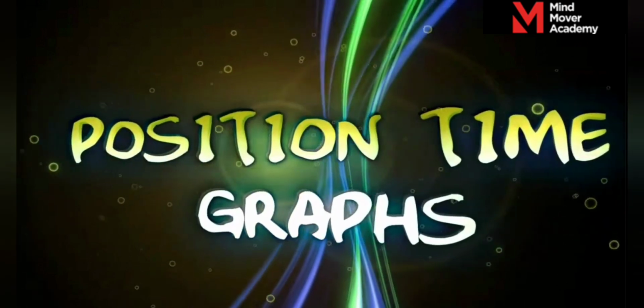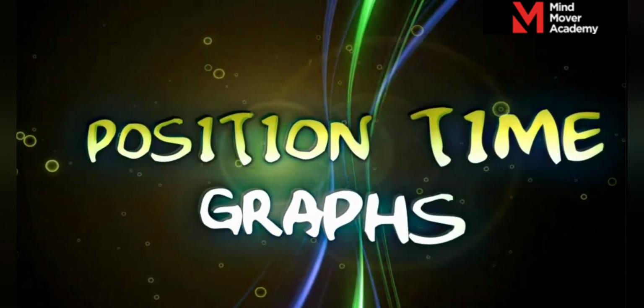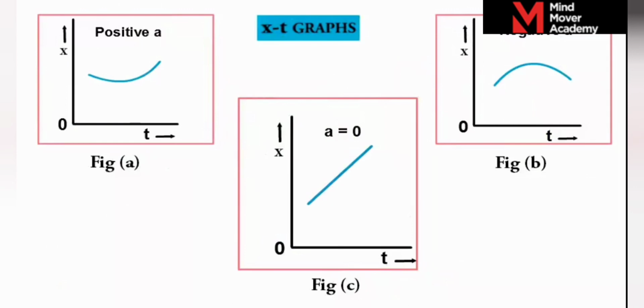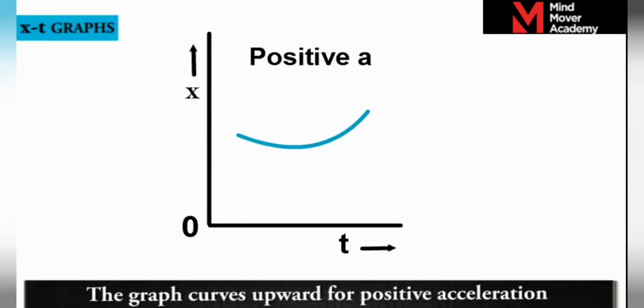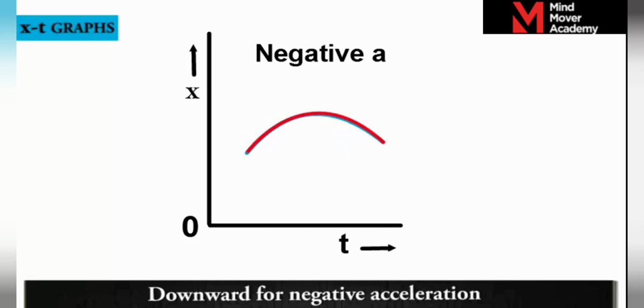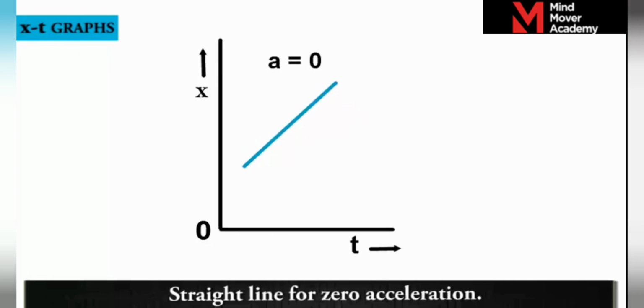Position time graphs. Like velocity, acceleration can also be positive, negative, or zero. Position time graphs for motion with positive, negative, and zero acceleration are shown here. It should be noted that the graph curves upward for positive acceleration, downward for negative acceleration, and it is a straight line for zero acceleration.